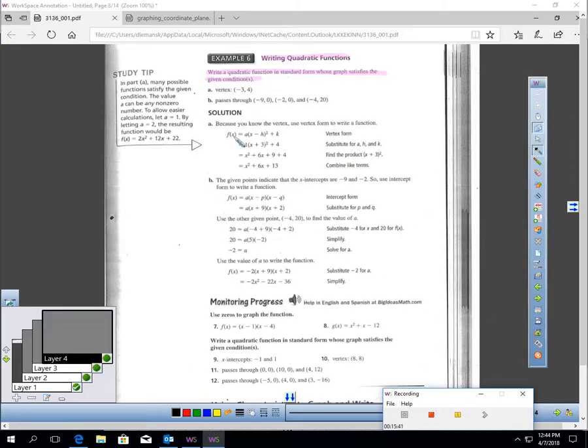Now everything I've learned or taught, or hopefully what you're learning here, can help you write a quadratic now. Okay, so let's look at writing a quadratic in standard form whose graph satisfies the given condition. So this first question, they want me to write a quadratic whose vertex would be negative 3, 4. Now, since I know vertex form, and this problem has a vertex, let's start in vertex form.